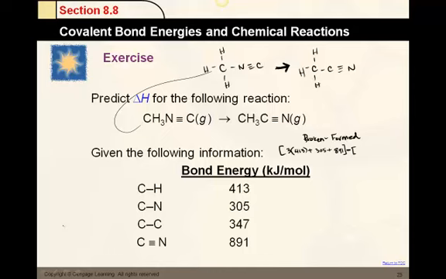Now, on the other side we have 3 times 413, plus a carbon-carbon, which is 347, plus an 891. That's the carbon triple bond nitrogen. So it's pretty easy to figure out, and when you do the math, I think you get negative 42. Yep, delta H is negative 42 kilojoules, which means the overall reaction, of course, is exothermic.